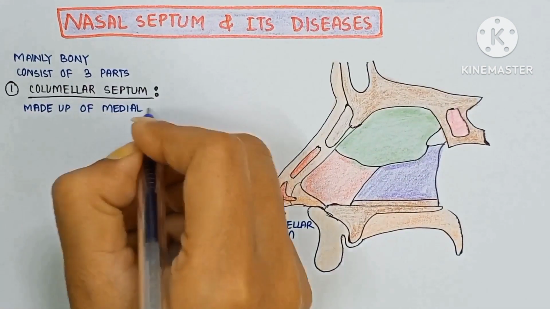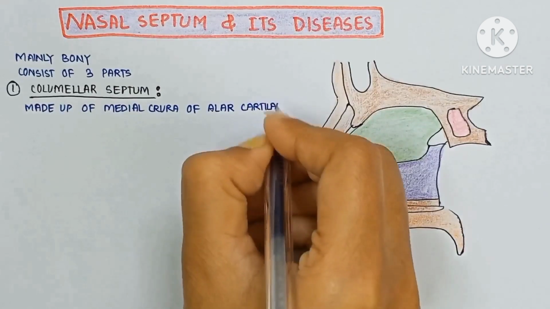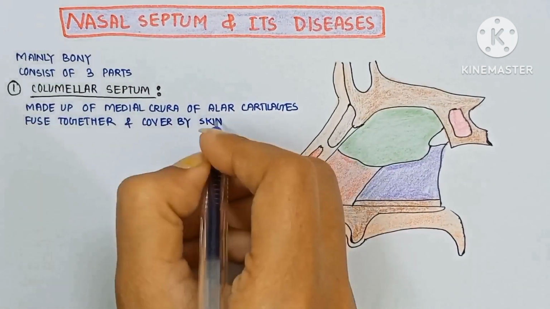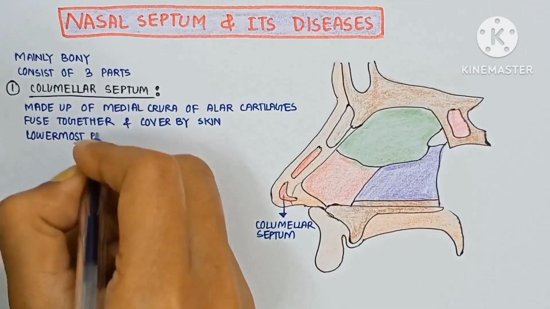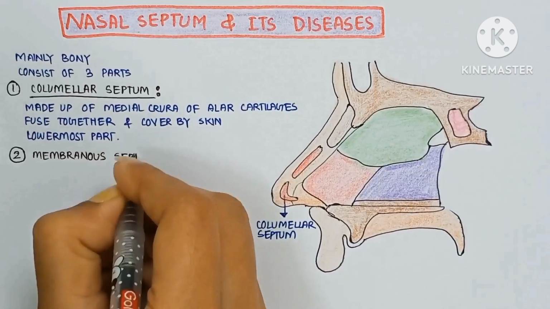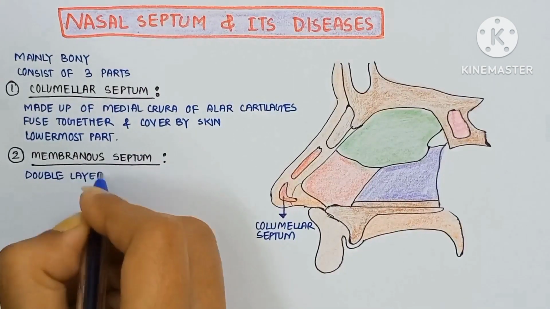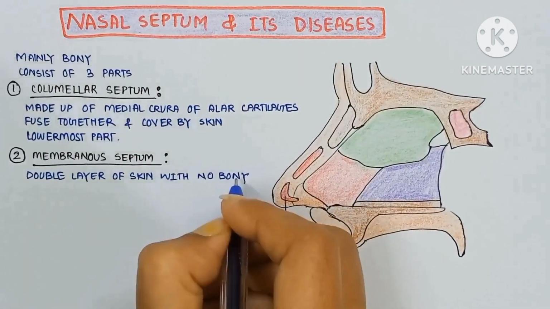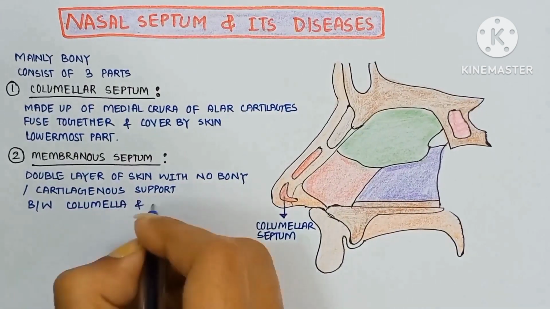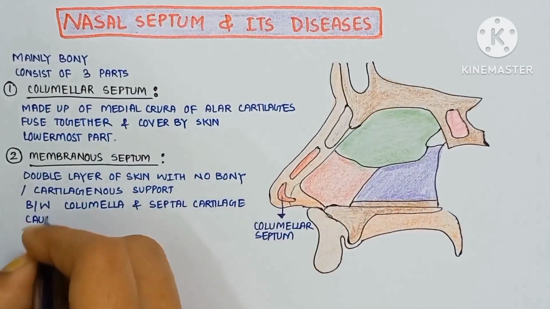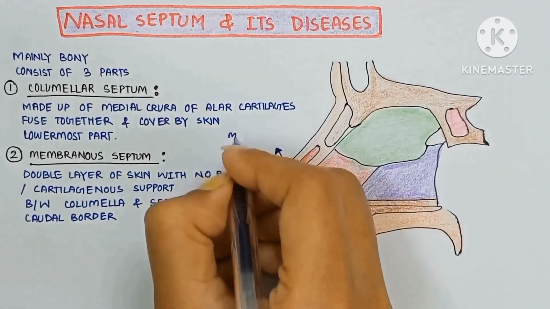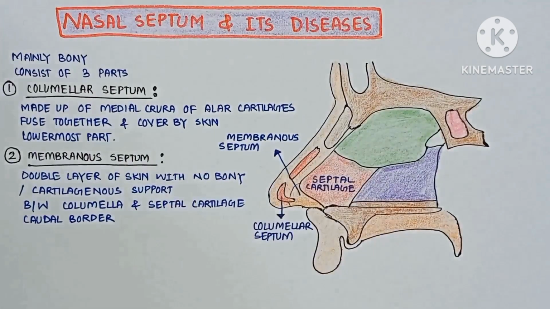It is made up of the medial crura of the alar cartilage fused together and covered by the skin in the lowermost part. The second is the membranous septum. It is a double layer of skin with no bony or cartilaginous support between the columella and the septal cartilage of the caudal border. This is the septal cartilage. This is the membranous septum.